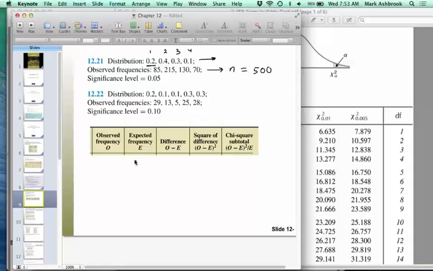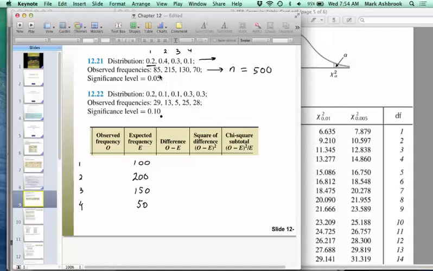So for number 1, we'll just write them down here. 100. And then 0.4 is going to be, for 500, 40% of 500, or 0.4 times 500, 200. 0.3 is going to split the difference, 150. And then 0.1, 50. So for our 4 different outcomes, column 1, 2, 3, and 4, based on the relative frequencies and a total sample size of 500, this is what we'd expect.